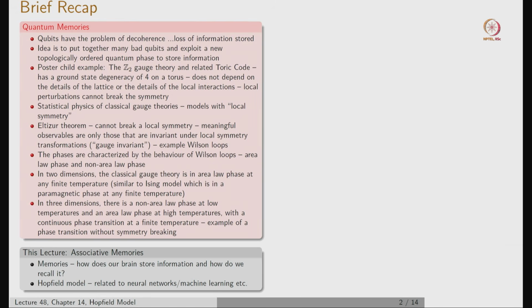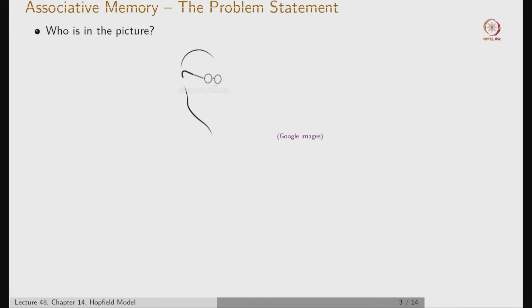So the central question that we are going to discuss in this lecture is to try to build a very crude model, or maybe a decent model, that can describe how our brain stores information and how we recall it. This is called the Hopfield model, and it is related to neural networks and machine learning. So I will show you this in this lecture. So let us start by stating the problem.